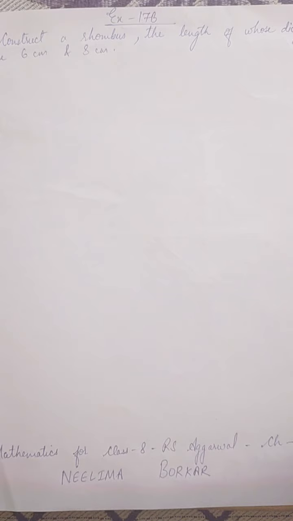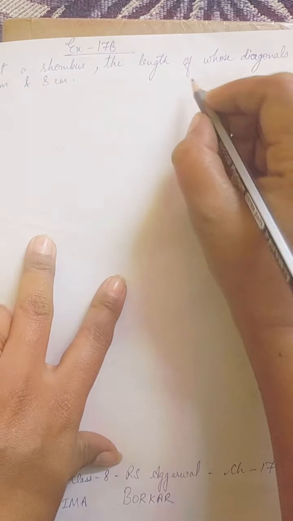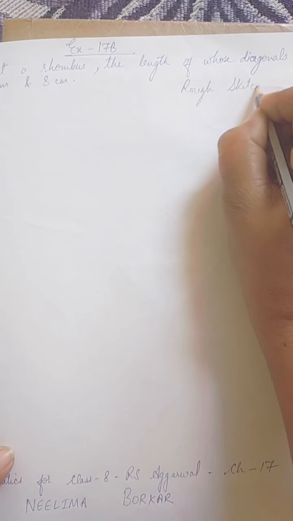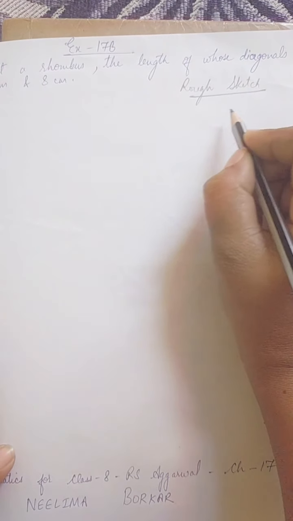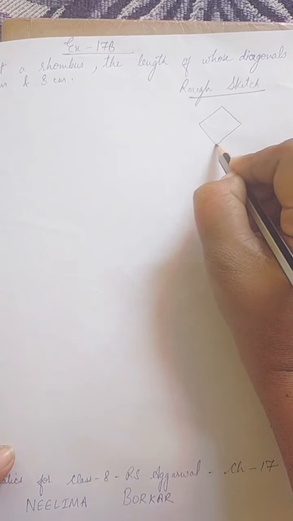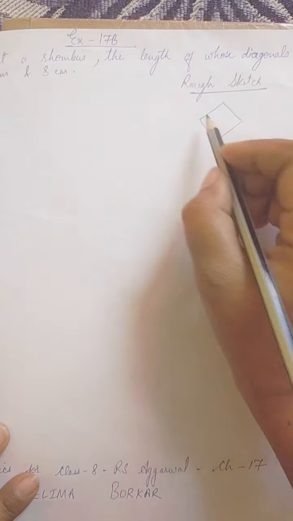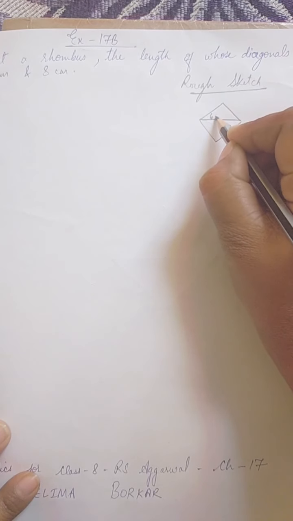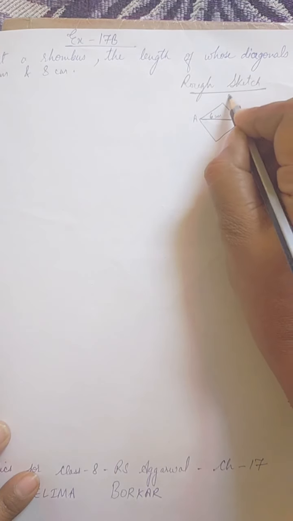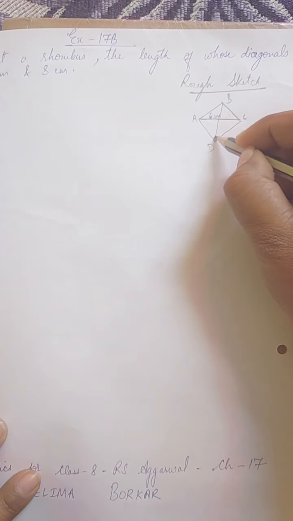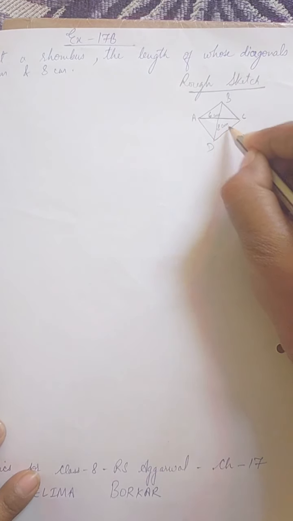So let us form a rhombus. Let us make first a rough sketch. So this is a rhombus that we will be making. We know that all four sides are equal. Now you can see that this is the smaller diagonal and we can write down it as 6 centimeter. This is A, B, C, D. And BD is little bit bigger, so it is 8 centimeter.